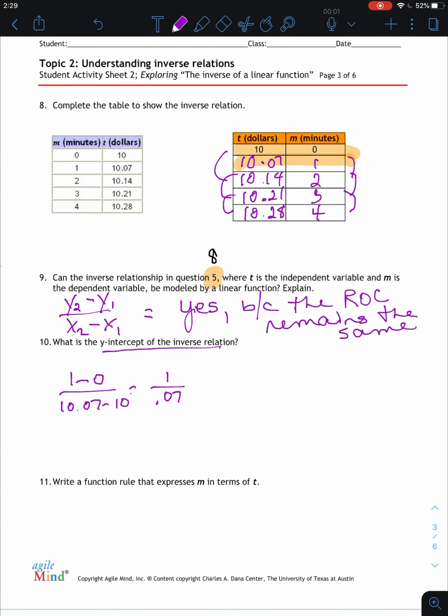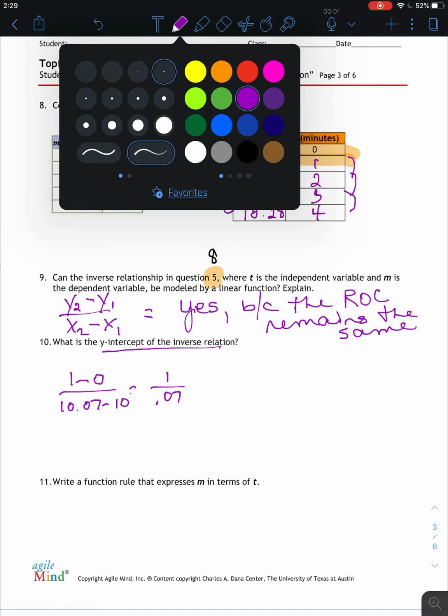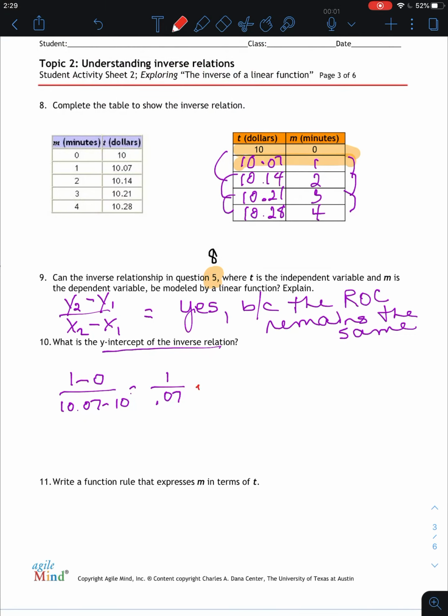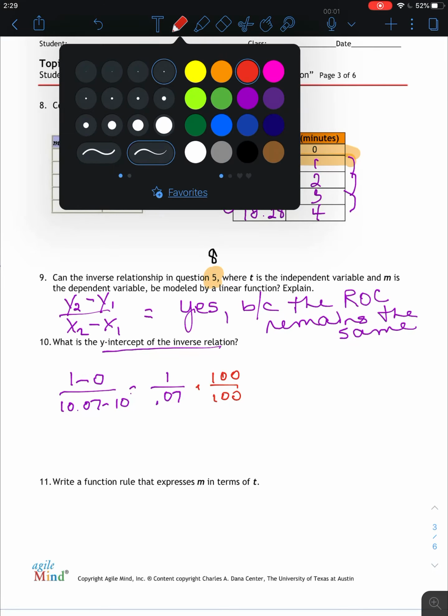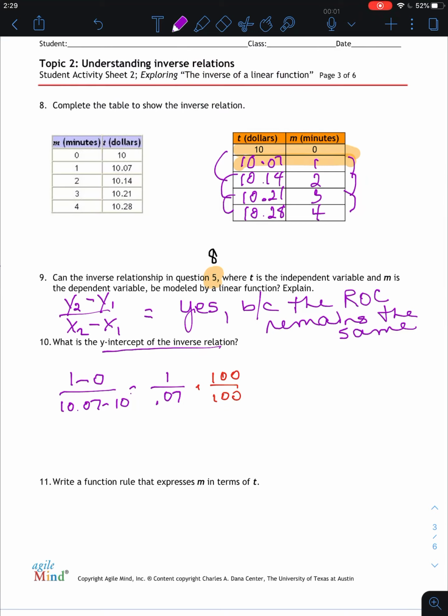Now, it's very awkward to have fractions with decimals in them. So in order to clear up those decimals, we're going to multiply both the top and the bottom by 100. Actually, we're multiplying by 100 over 100, but what we're really doing is multiplying that fraction by 1. And you can multiply anything by 1 and not change its value. So then that gives us a rate of change of 100 over 7. So that's our rate of change.